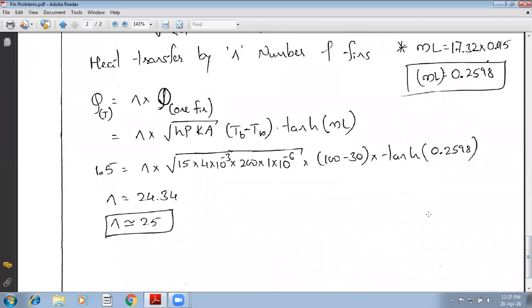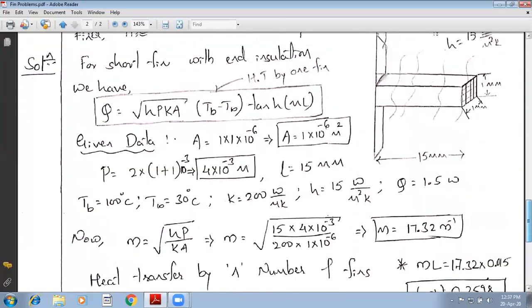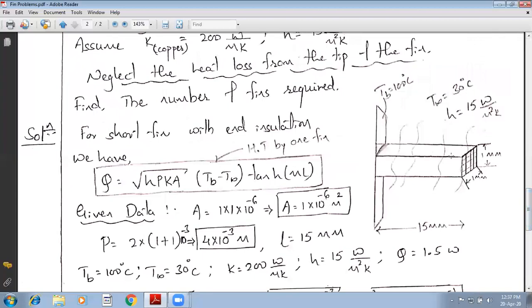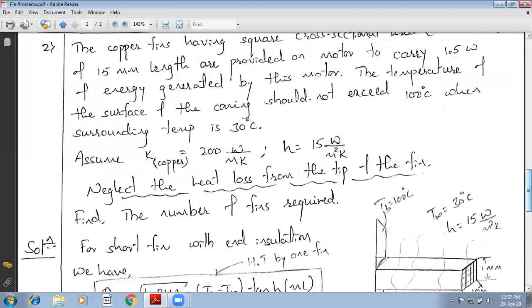It means that if I mount 25 fins of this length, this cross section, and this thermal conductivity material, then I can maintain 100 degrees Celsius over the casing of the motor, which will continuously carry the heat of 1.5 watts generated.